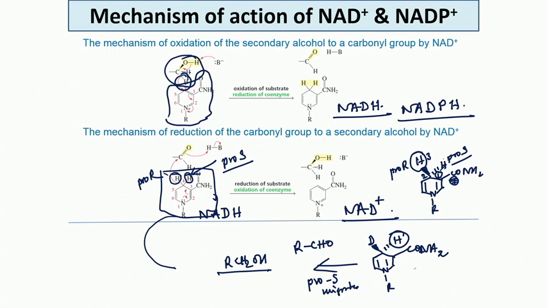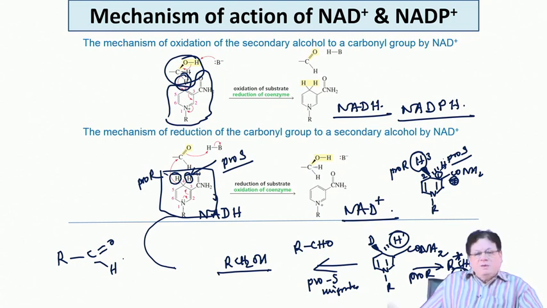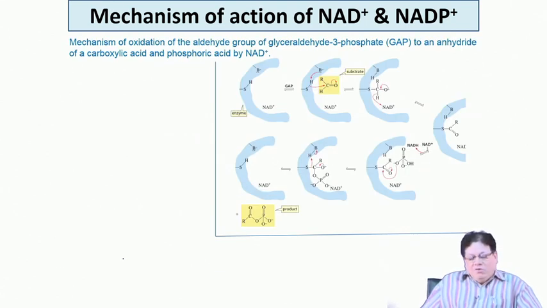If this is pro S, and there is pro R migration, then you will get RCH2OH. But remember, now you are making a chiral center. So, the deuterium will be delivered in a particular way, either from the re face, because you are now adding to the carbonyl, or from the si face. So, there are stereochemical issues involved in NAD mediated reactions. Okay. It is basically the hydrogen that is involved here.